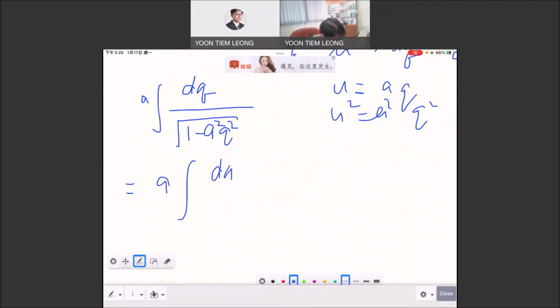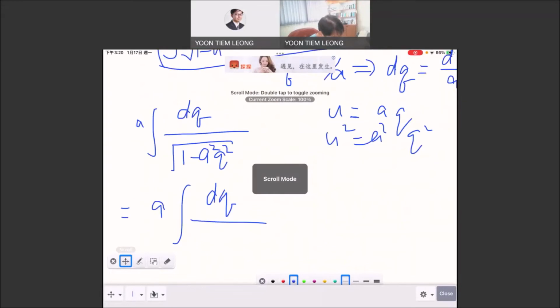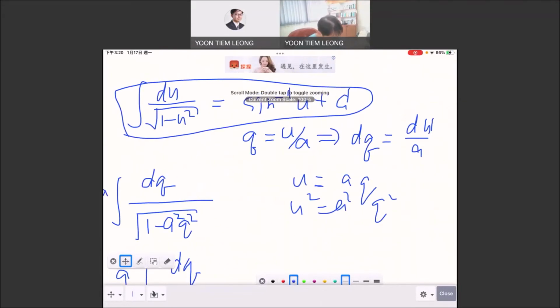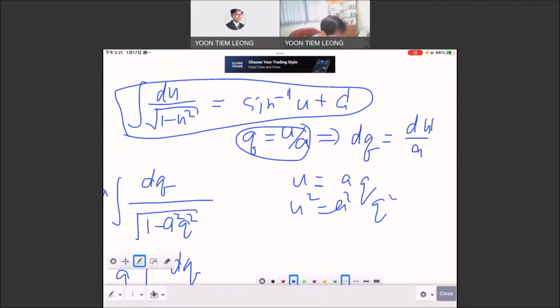So I'm going to pull out the q, but I think this is not a good replacement. Here I made a poor judgment when I introduced q to be u over a. So maybe I should change my strategy. I should introduce u to be aq. So q equals au instead of q being u over a. It's just a reverse of my choice.